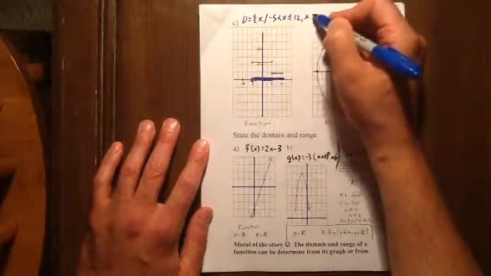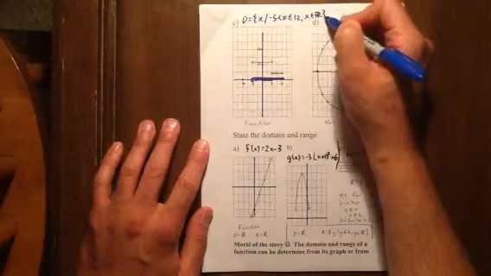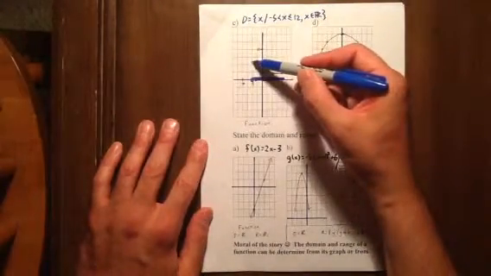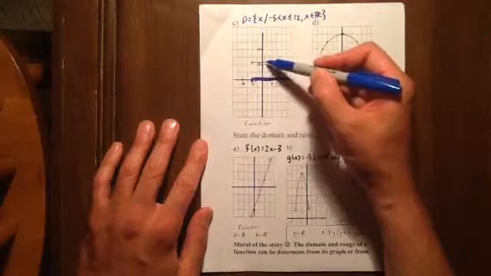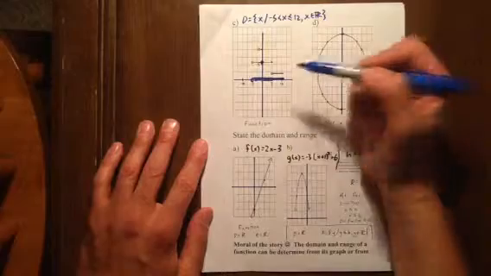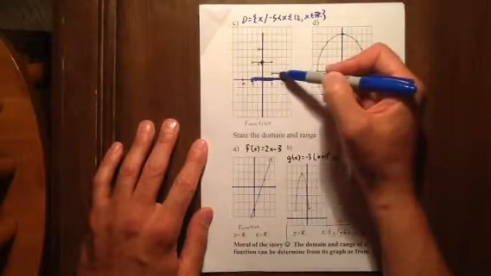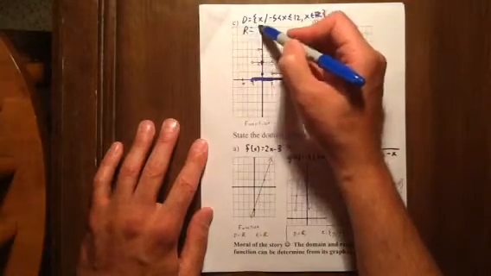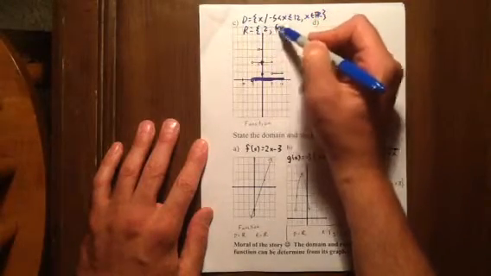And x is an element of the reals. Looking at the y coordinates, we see that every single point on this upper line segment has a y value of 6, and every single point on this lower segment has a y value of 2. And so our range is simply the numbers 2 and 6.